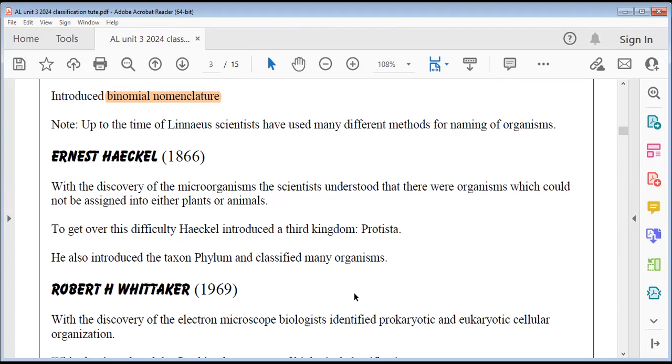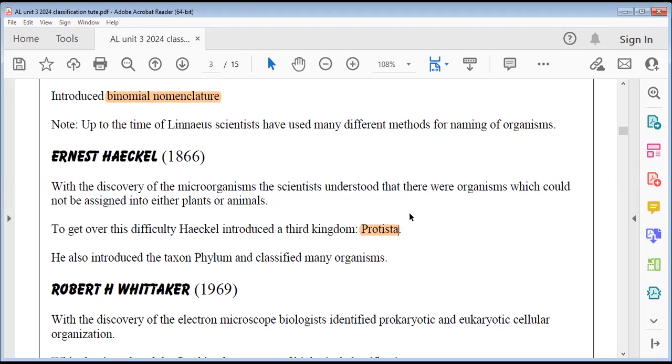Ernst Haeckel. This man, Haeckel, gave a very good contribution to biology. One thing, he was the man who gave a group to the microorganisms called Protista. Protista was perceived by Ernst, E-R-N-S-T, Ernst Haeckel, a German zoologist. He noticed there are microorganisms.